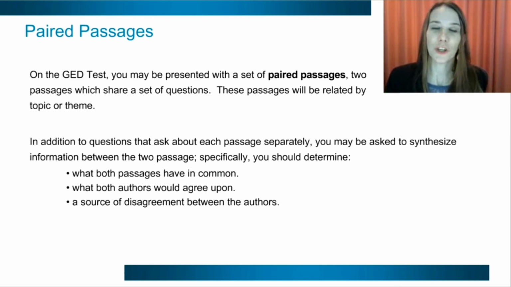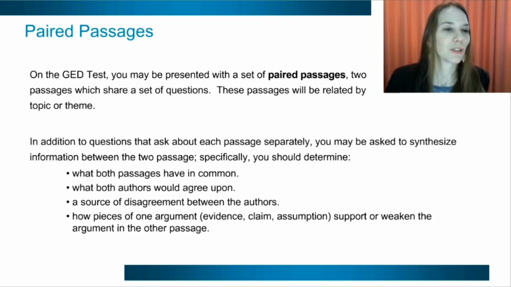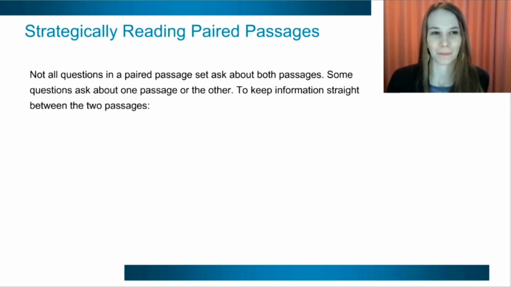And if you're taking good passage mapping notes, if you're focusing on the argument of each author, what is their point of view? What evidence do they use? What are their opinions? You will in fact be able to clearly see what they agree on and what they disagree on, because that information will be part of their argument. So to strategically read these passages, you want to be thinking about how one argument strengthens, weakens, agrees, or disagrees with the other argument that you're presented with in this paired passage set.